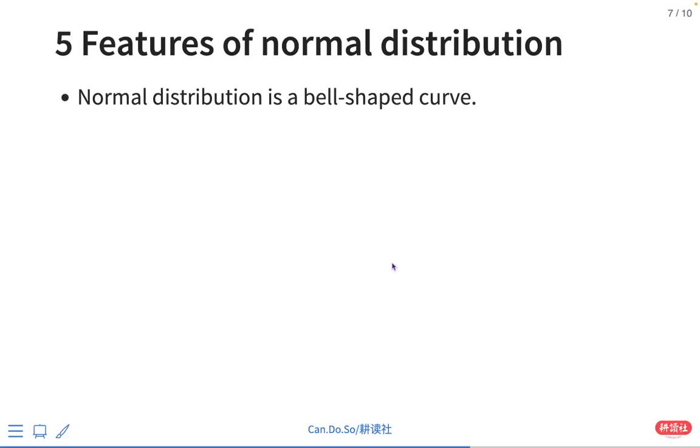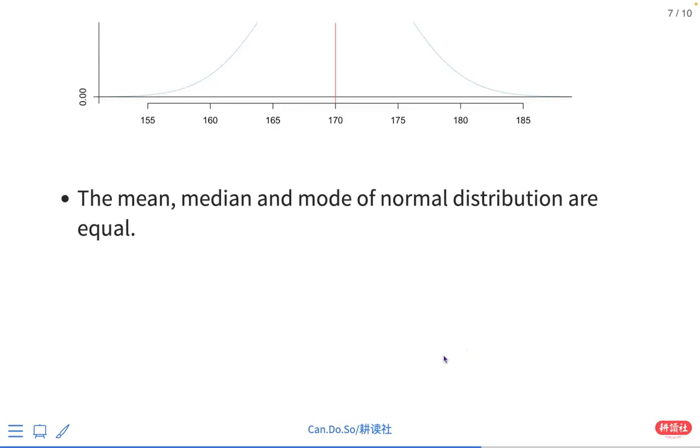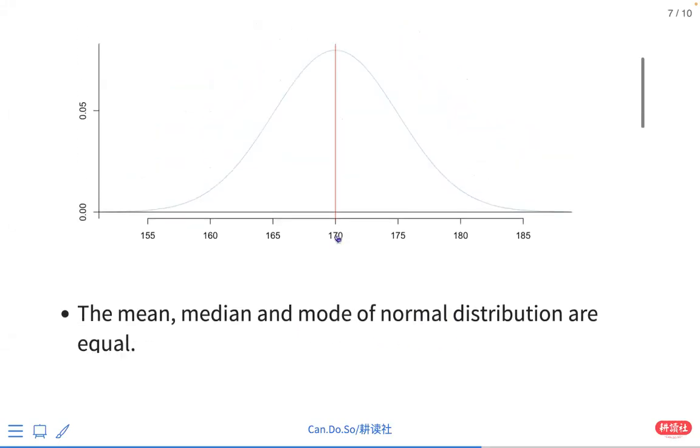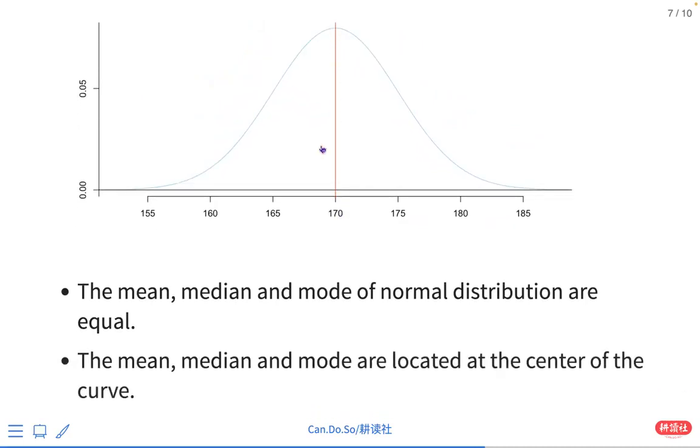Okay, let's take a look at the features of normal distribution. Normal distribution is a bell-shaped curve, just like this bell. And the mean, median, and mode, which means the most frequent number, of normal distribution are equal. Not only equal, they are actually at the center of the curve. It's the center.